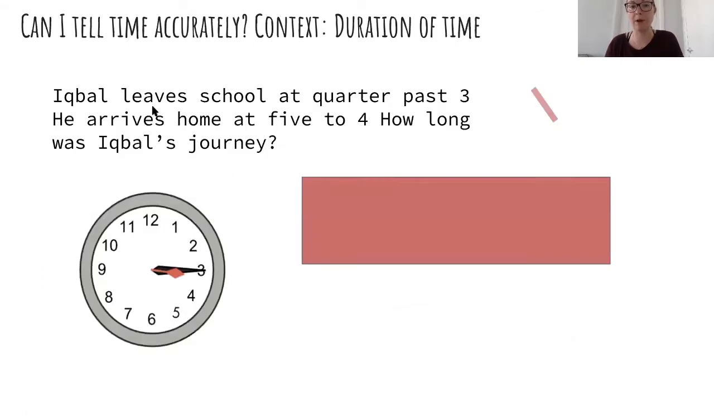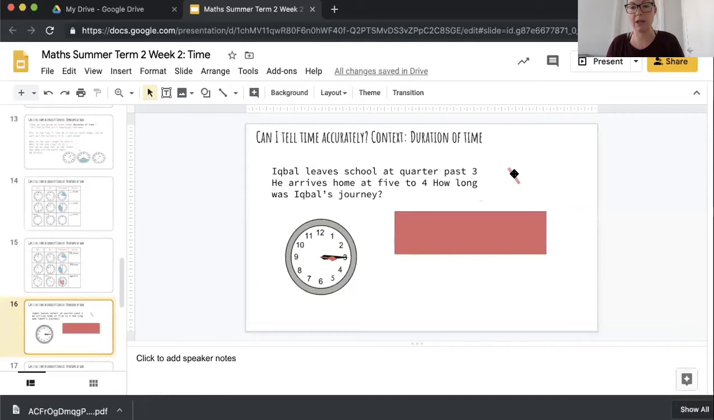Okay, so Iqbal leaves school at 3:15. He arrives home at 5 to 4. How long was Iqbal's journey? So what I had done here, I'm just going to get rid of that for a second, is I had got my line ready to mark off when he got home. So he got home at 5 to 4. So that would help me if I could see where I need to stop counting.